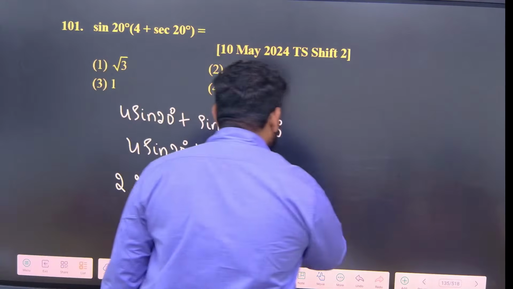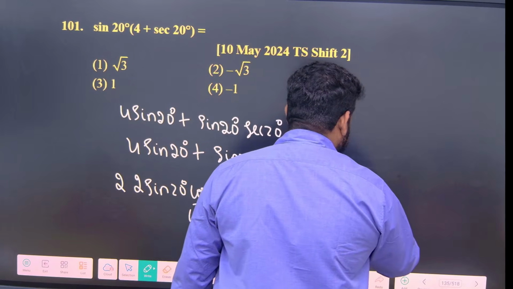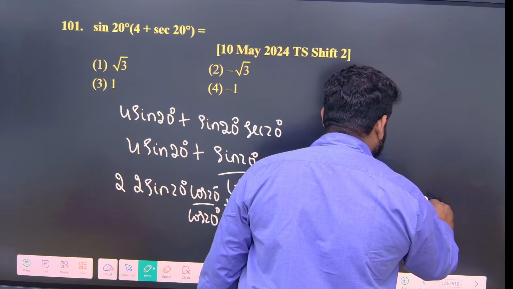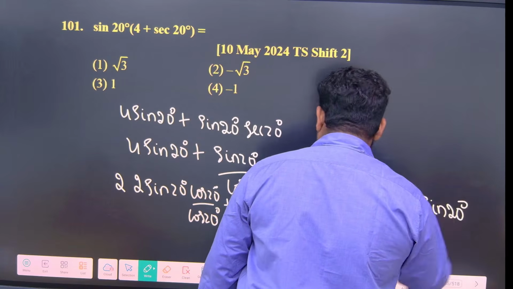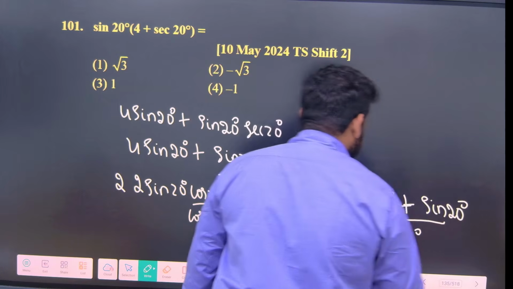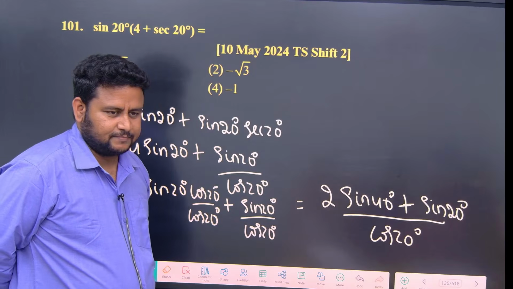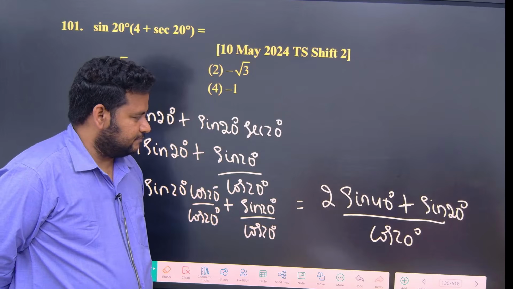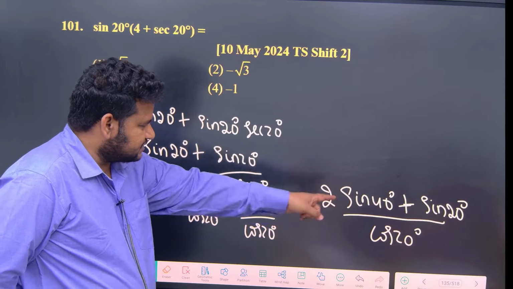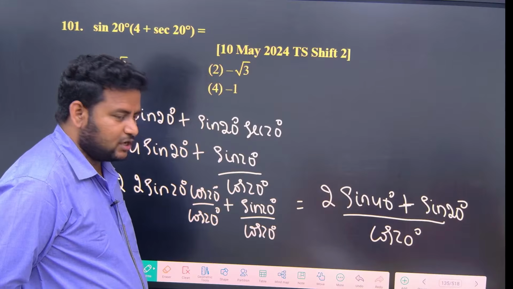So we will have what? 2 is there as it is. 2 sin 40 degree plus sin 20 degree by cos 20 degree. Correct, no? Now observe this. Sin 40 is there, sin 20 is there, cos 20 degree is there. Now what we will do?